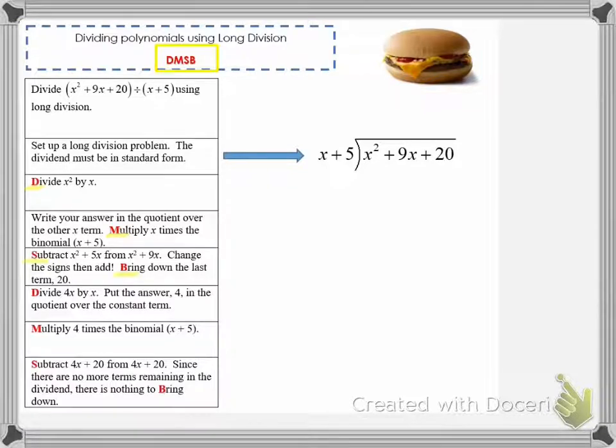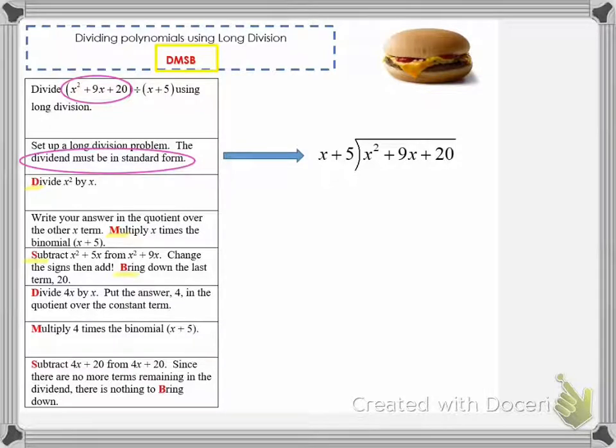So our first step tells me that I'm going to set up the long division problem. And the dividend must be in standard form. So remember, the dividend is the first polynomial in your division problem. In this case, my dividend is the trinomial x squared plus 9x plus 20. And it is in standard form because my exponents are going in descending order. So I'm already set up to start my long division. I don't have to rewrite the trinomial in standard form.